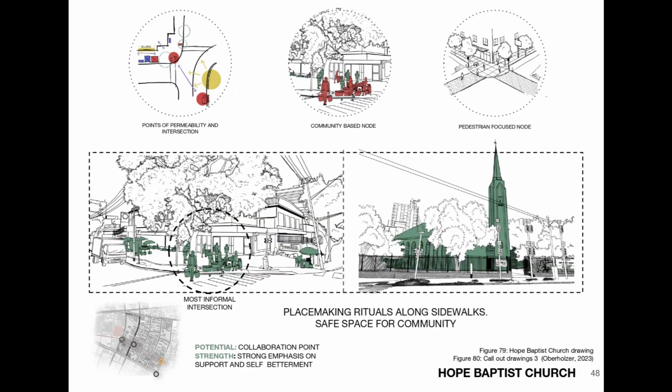The intersection at the Hope Baptist Church is the most community-focused node. This is characterized by the community's placemaking through daily rituals performed in the spaces around the church. Its strength lies in its already established public infrastructure, as well as the church's sense of belonging and community engagement.